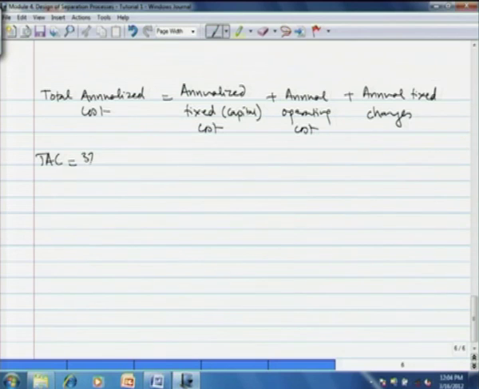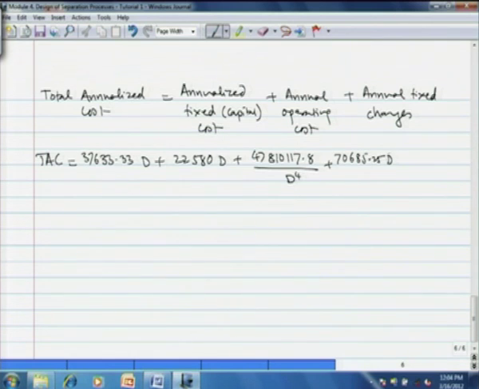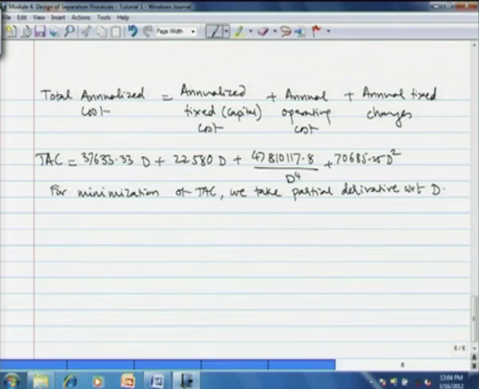Total annualized cost is 37,633.33 into D plus 22580 into D plus the variable cost that we just determined, 47,810,117.8 by D raised to 4 plus 70,685.25 D square. Okay. Now, for minimization of TAC, we take partial derivative with respect to D. So, d TAC by dD.